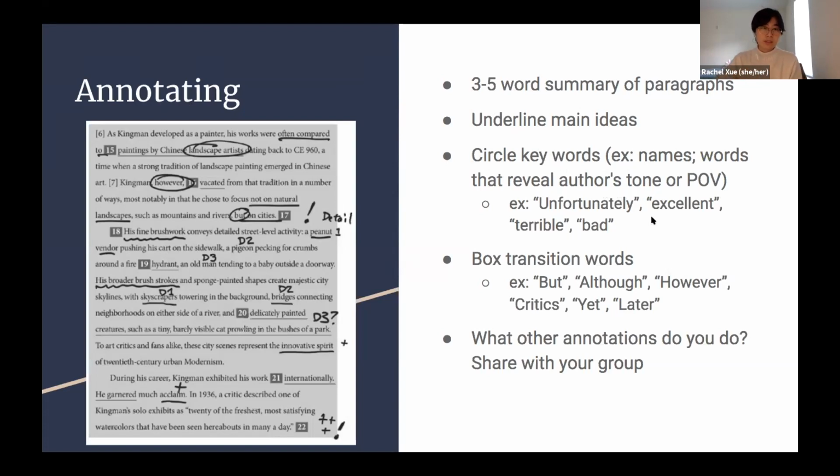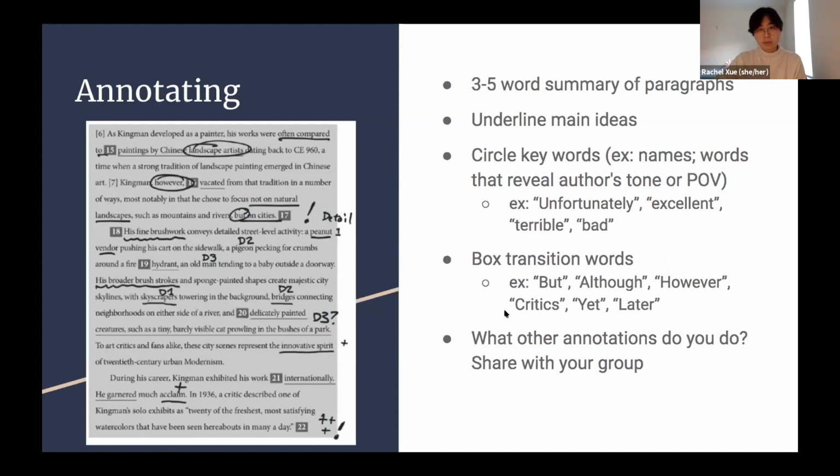So if it seems like the author is saying something is bad or something is good, you can circle that and it'll be a tone indicator. Another good thing to mark is transition words. At the beginning of a sentence, it might start with however, or although, or later, or something like that. That usually marks a change in tone, and so that's also really good to mark.